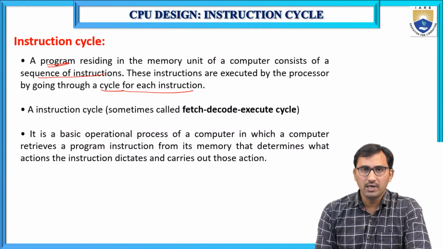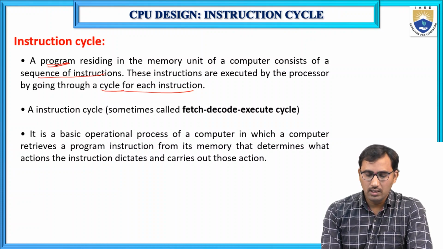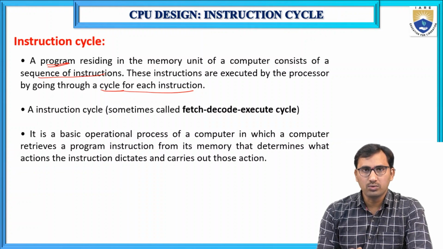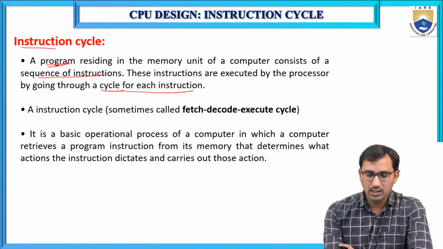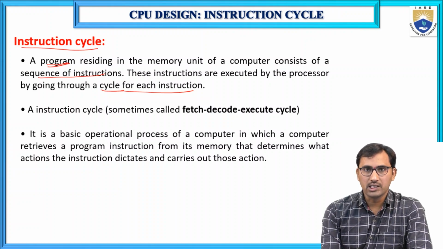So for execution of the instruction, the instructions are executed by the processor by going through the cycle for each instruction. That means every instruction has to undergo a cycle in order to execute. That cycle is called the instruction cycle. The definition of the instruction cycle is the time taken by the instruction in order to undergo the fetch, decode and execute. That is called the instruction cycle.